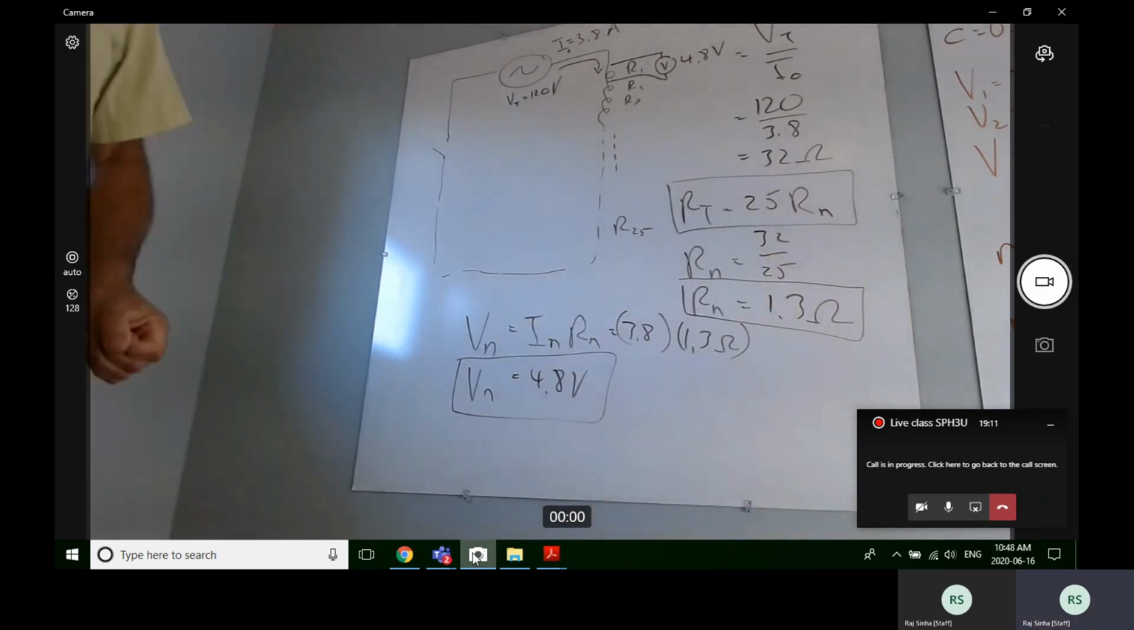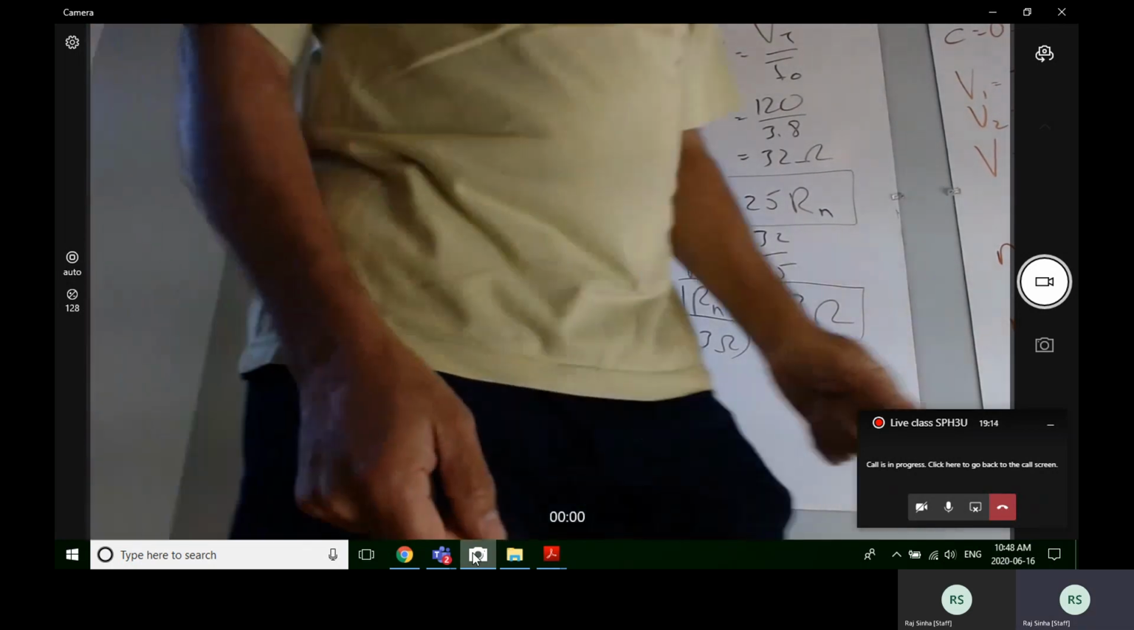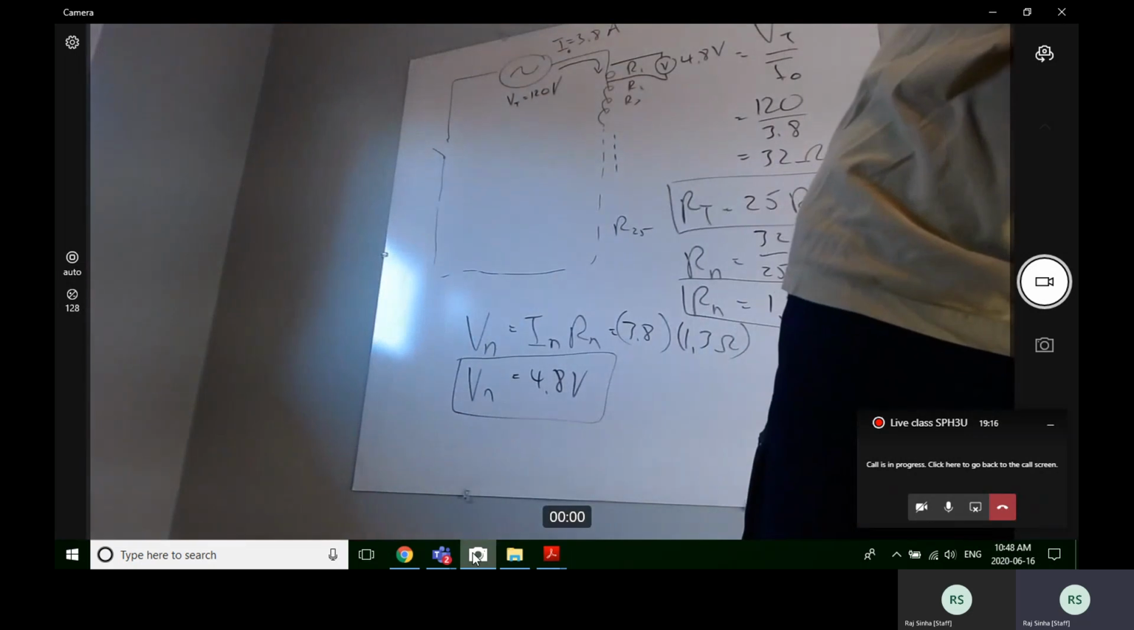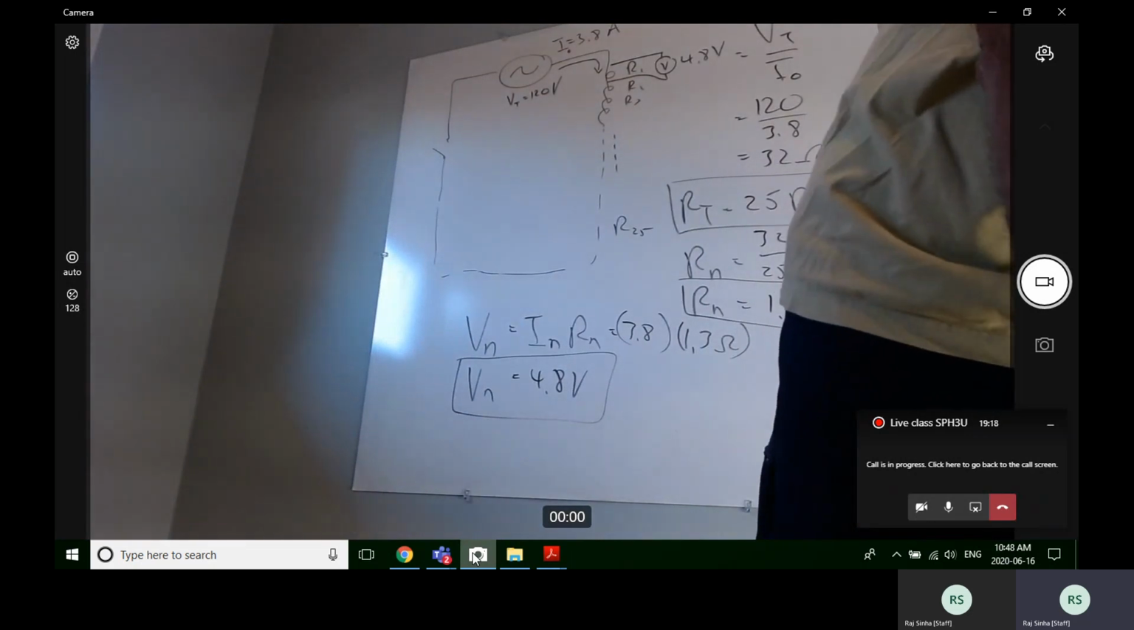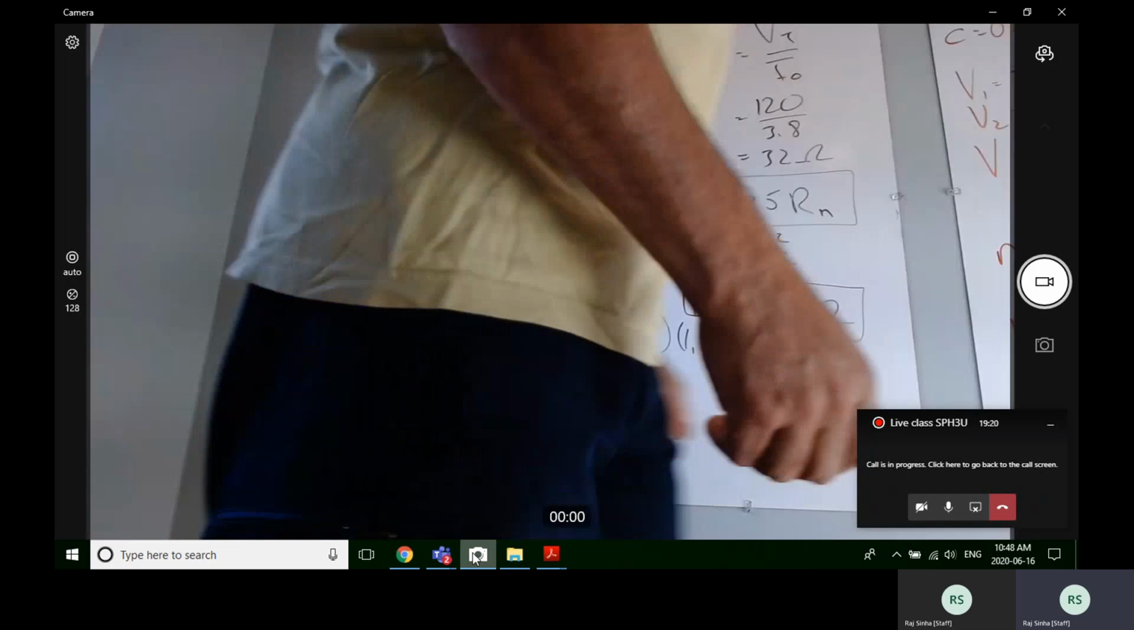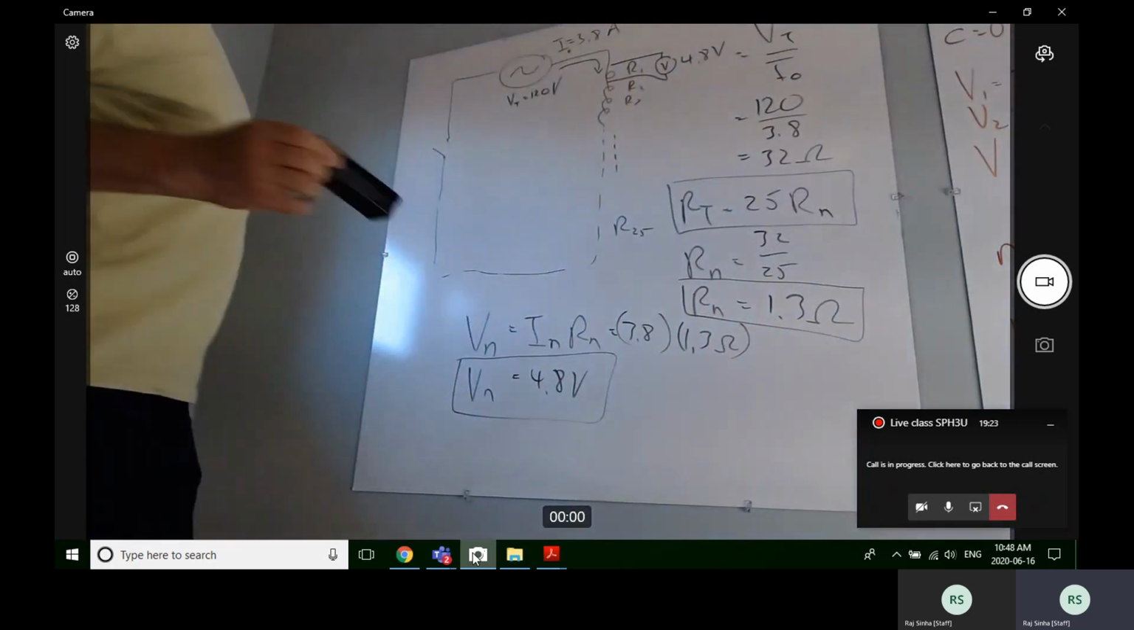Okay, so there's question 29 from the homework. If I look at question 30, 30 says, what is the resistance of a coffee maker drawing 5 amps from a 117 volt source?